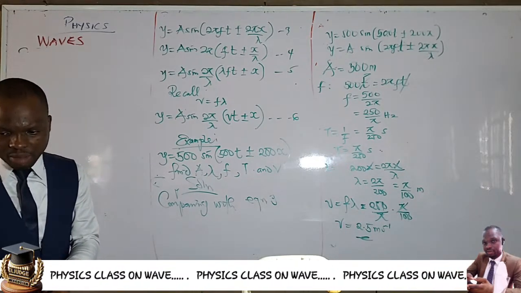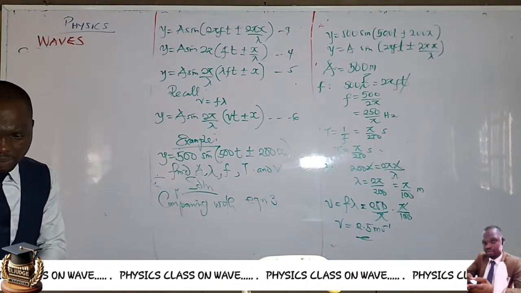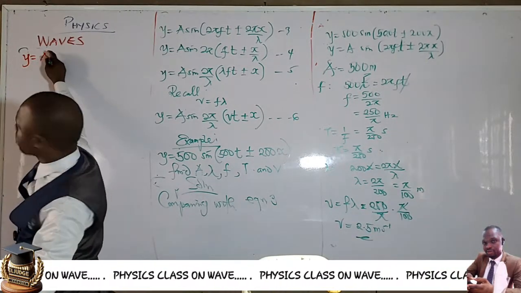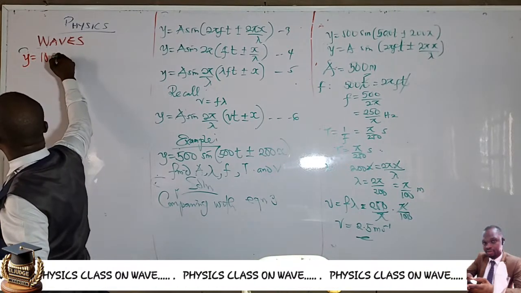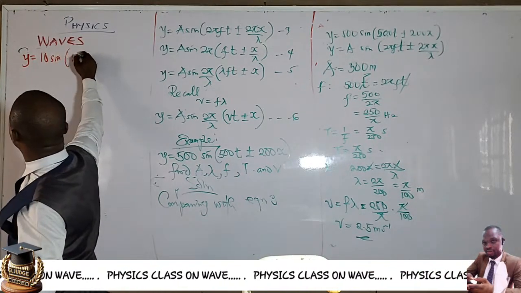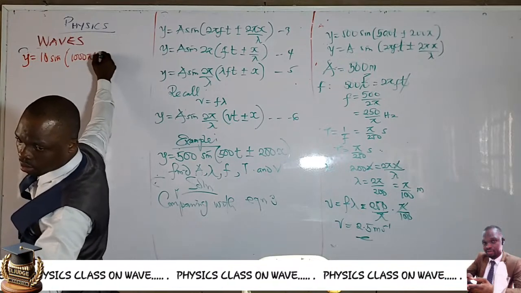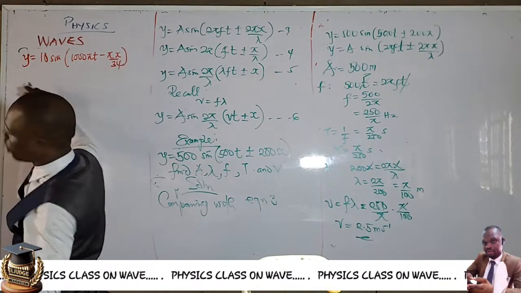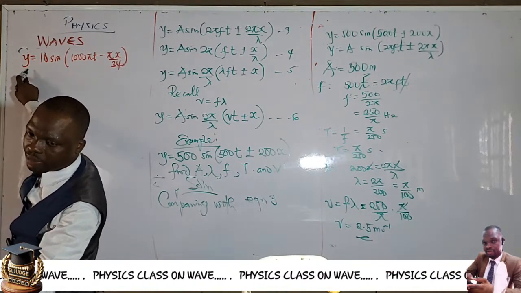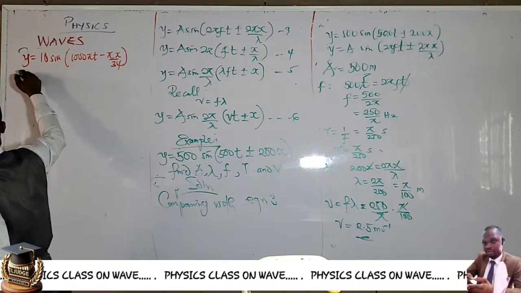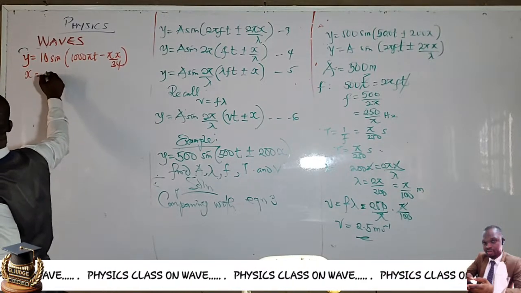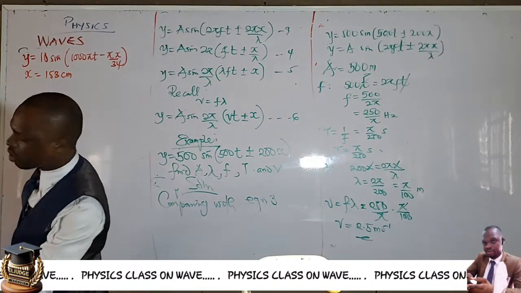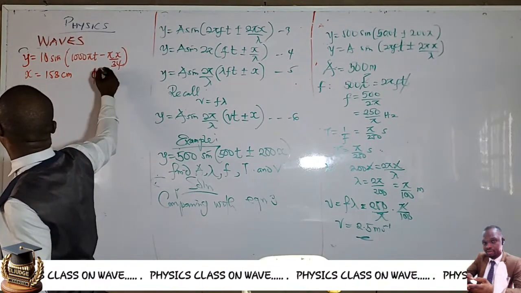A progressive wave is represented by y equals 10 sine (1000 pi t minus pi x over 34). Two layers of the wave separated by the distance, that distance is 1/5 x, have a phase difference of... so we are looking for the phase difference.